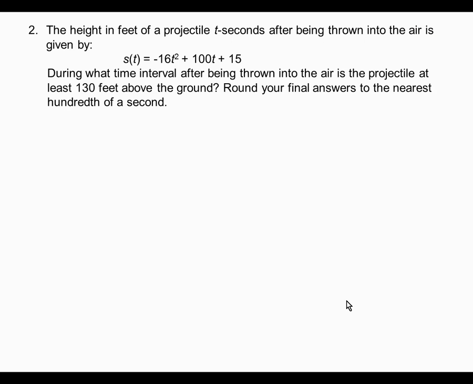Example 2. The height in feet of a projectile t seconds after being thrown into the air is given by s of t equals negative 16t squared plus 100t plus 15. During what time interval after being thrown into the air is the projectile at least 130 feet above the ground? Round your final answer to the nearest hundredth of a second. Okay, at least 130 feet means greater than or equal to 130 feet, so we will include the endpoints that we find.